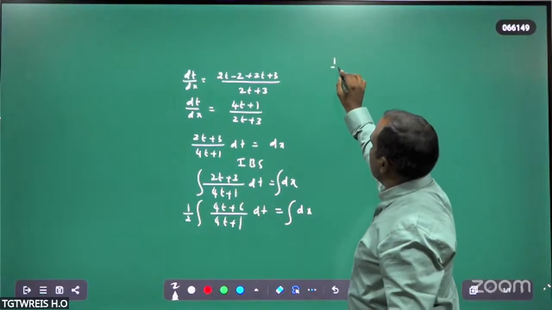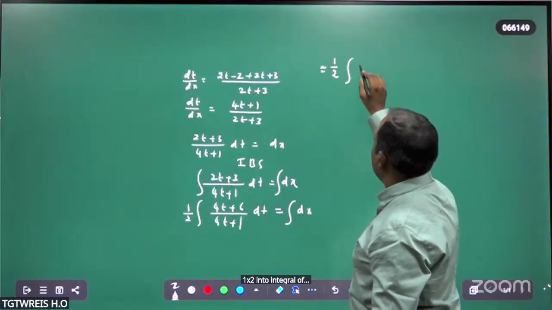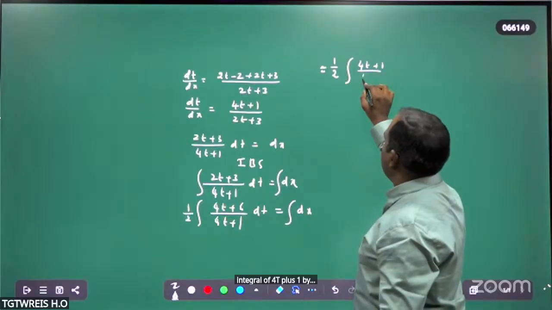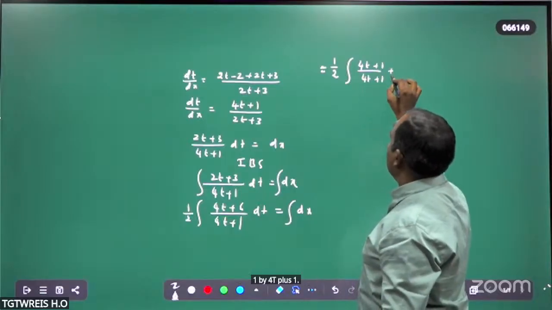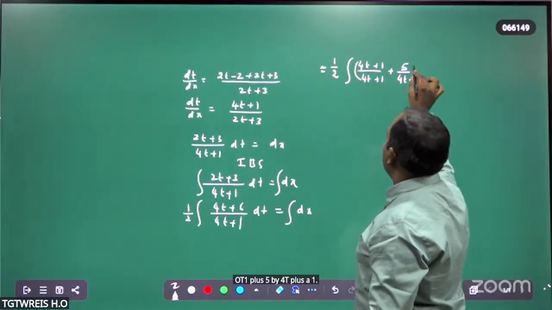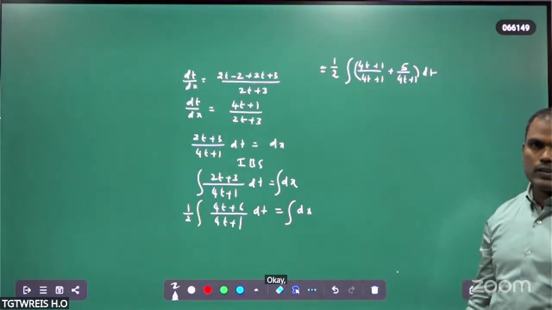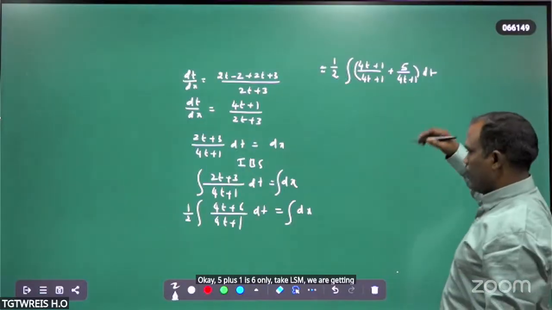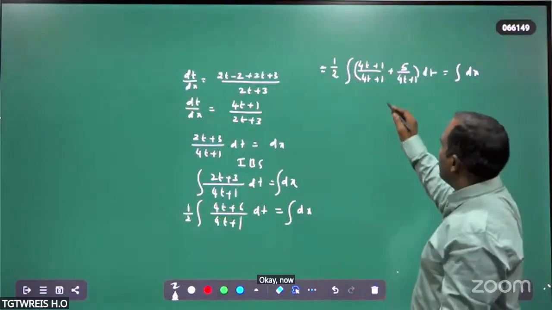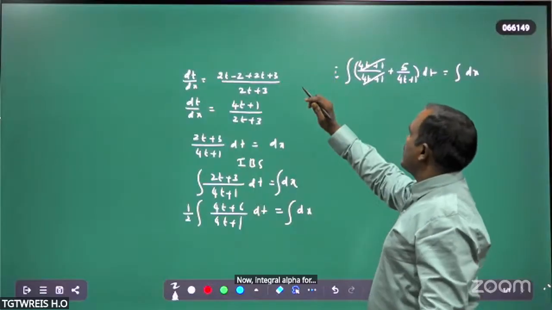Now 1 by 2 into integral of (4t plus 1) by (4t plus 1), plus 5 by (4t plus 1). So in the numerator, 6 can be written as 5 plus 1. Okay, 5 plus 1 is 6 only; take LCM, we get the same. Now that is equal to integral of dx. Now see, here both terms will be cancelled. Now integral of, listen carefully.